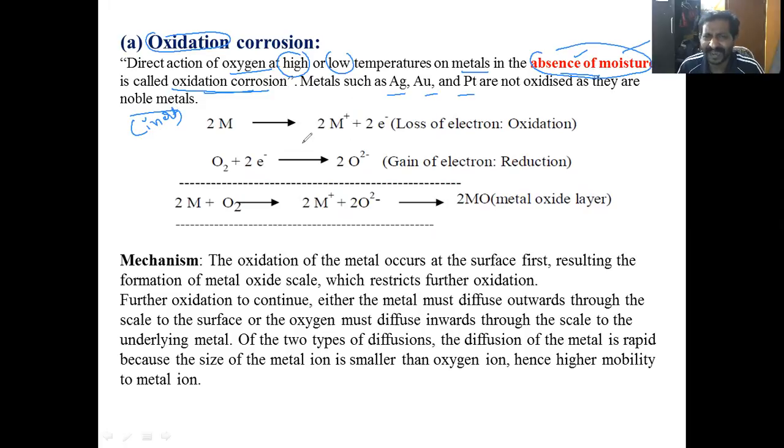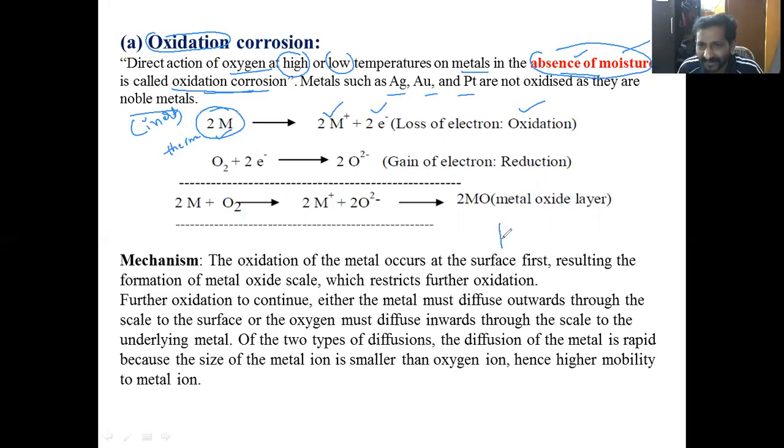So what is the mechanism involved in oxidation corrosion? Already in the previous slides we discussed that isolated pure metals are thermodynamically unstable. The unstable metals lose their electrons. That process is called oxidation. During this process, metal ions and electrons are liberated.